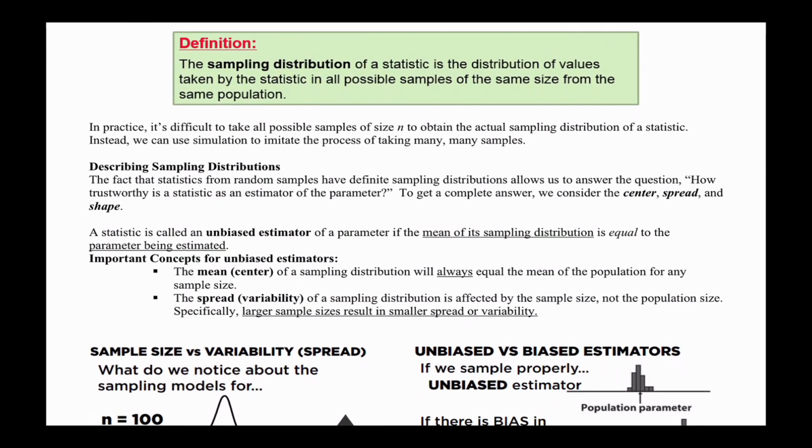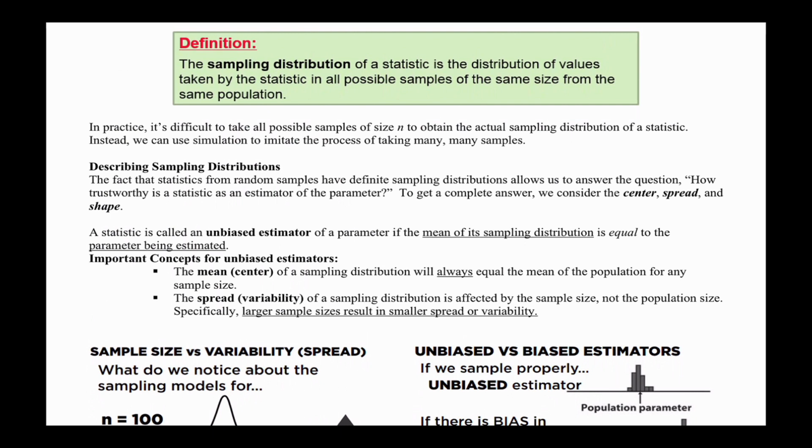In practice, it's difficult to take all possible samples of size n to obtain the actual sampling distribution of a statistic. To do that, we'd have to do it an infinite number of times. Instead, we can use simulation to imitate the process of taking many, many samples, okay?